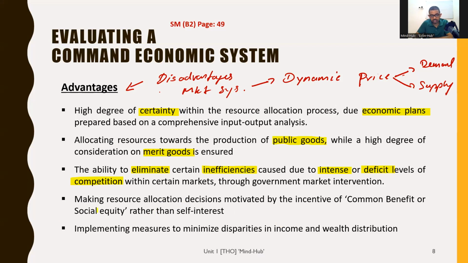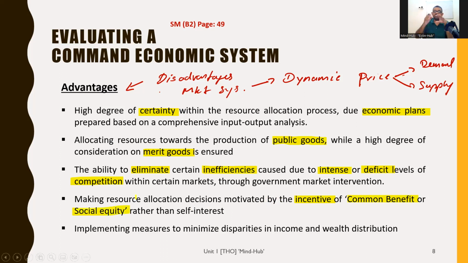Then making resource allocation decisions motivated by the incentive of, so what is the incentive earlier in a market system? The incentive was self-interest, profit maximization. So we said that who can get exploited? Consumers can get exploited, right? Because profits make private sector producers greedy. So they will try to exploit the consumer. But here, the decision making is based on common benefit, and there will not be exploitation of any party in a command economic system, common benefit or social equity.